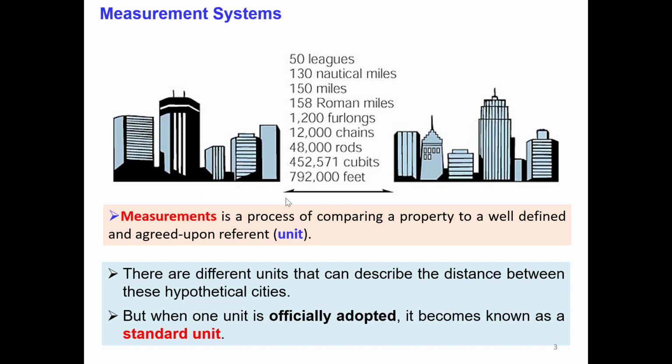In this picture, we can describe this. We can measure the distance between these two hypothetical cities using different units. Here we have a list of different units, but only the units that are officially adopted become known as a standard unit. Not all units are standard units, only those units that are officially adopted.